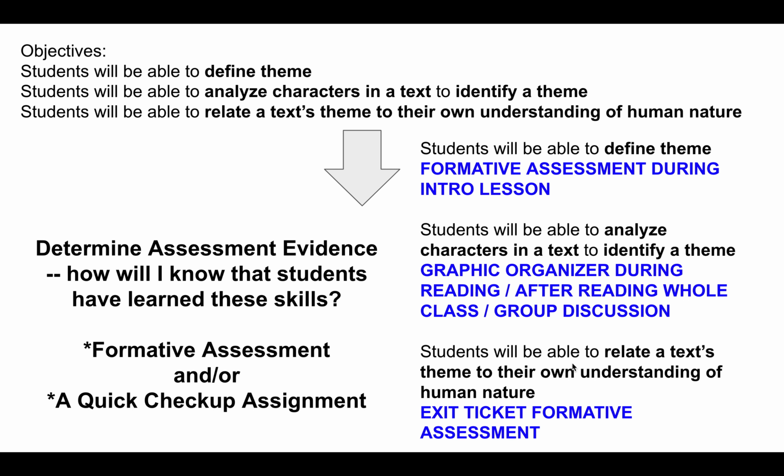Finally, students will be able to relate a text theme to their own understanding of human nature. That was my last stair-stepped objective there. I think that's the most complex level of thought, so that's where we're heading. That's the overall goal of these stair-stepped objectives. So I need some sort of assessment at the end of the lesson where I'm asking students to do that. I think some sort of exit ticket will work well for that. I've got to find or write an exit ticket that's asking them to do that.